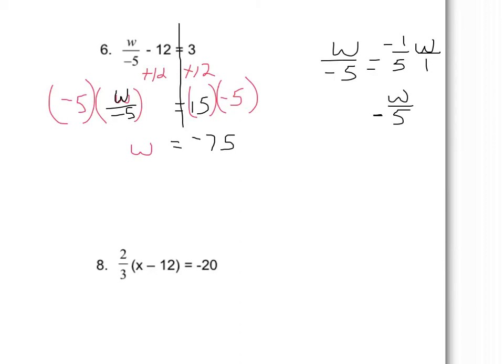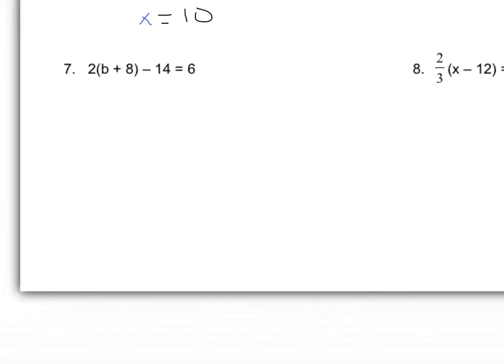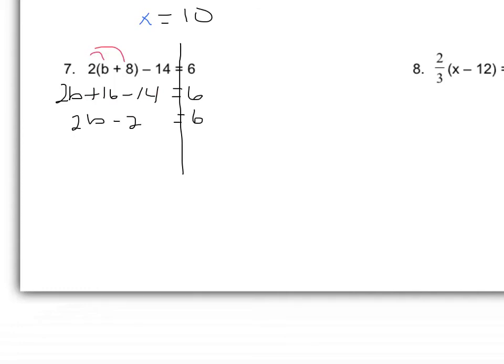All right, number 7. We have another distributing problem in this equation. So we are going to split the sides and distribute the 2 to each term. So 2 times b is 2b, 2 times 8 is 16, and then minus 14 equals 6. Okay, I'm going to combine the like terms, so the two constants. So I have 2b plus 2 equals 6.